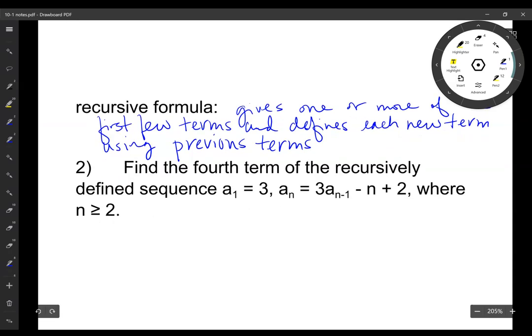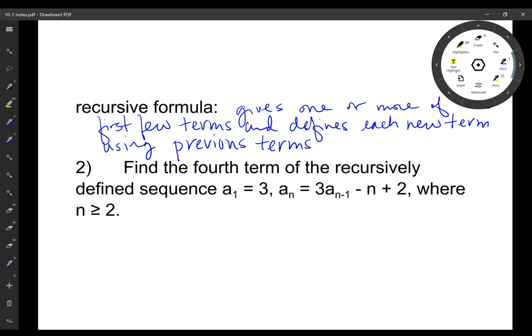So then we want to find the fourth term of this recursively defined sequence. So this is kind of what those ones look like. So they give me A1 and then they say A sub n, but here instead of just A sub n, I have A sub n minus 1. That's the term before. A sub n minus 1 is the term that's one before that term. So I'm always looking at the previous term to be able to figure out what's going on.